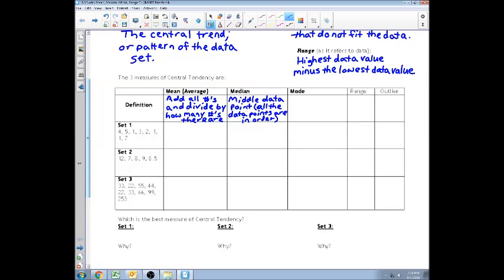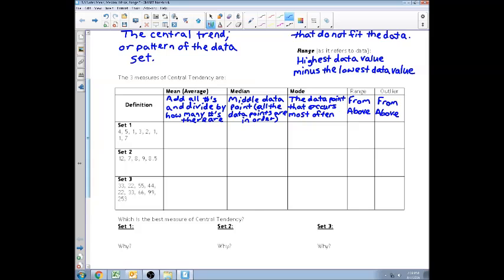The mode is the data point that occurs most often. The range we talked about above, it's going to be the highest data value minus the lowest data value. We'll just write from above there. And the outlier we also have already defined above. So we'll just write from above there as well.